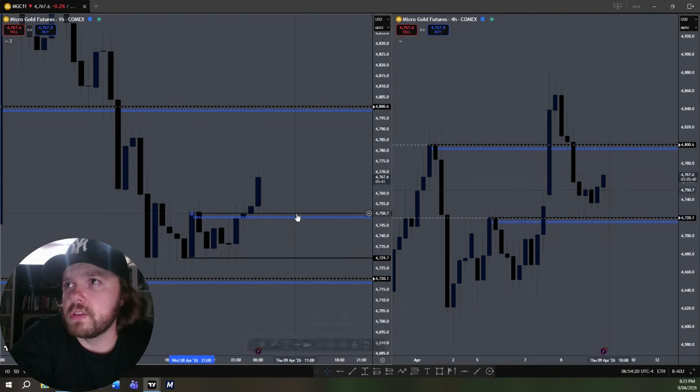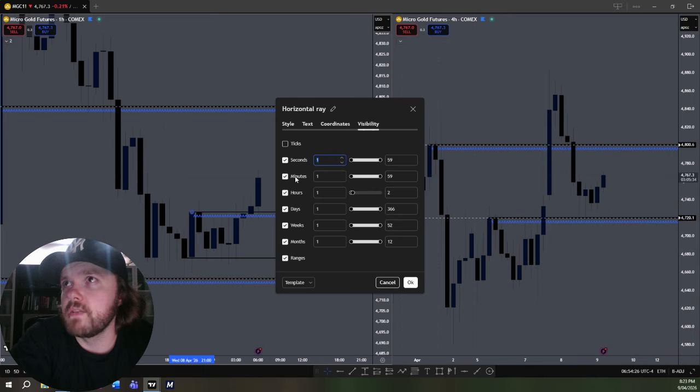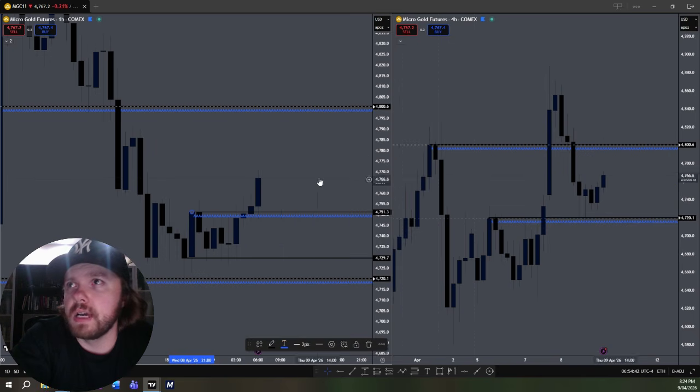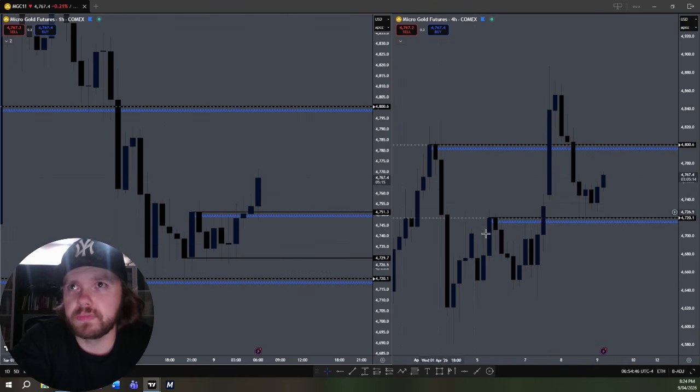A way you can change that visibility is if you double click on it, go to hours, and change the visibility to only 1 and 2, so you'll only see it on the 1 hour and below. That's all I want. I don't want the 4 hour to be cluttered. I just want to see clean price action.